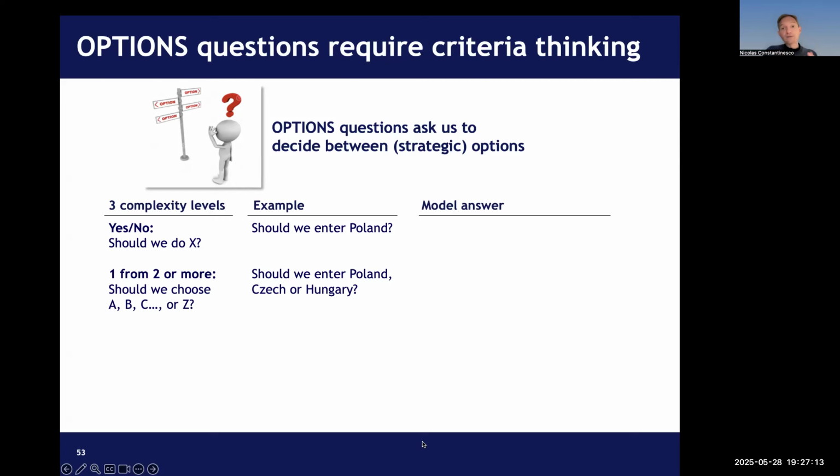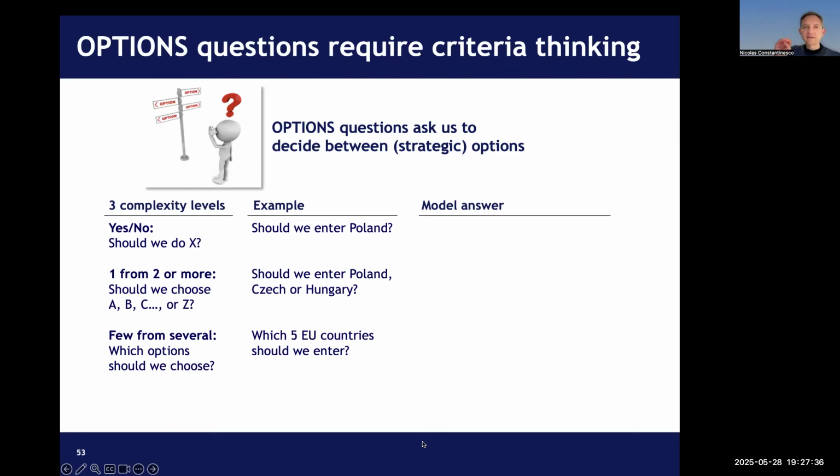And then the third level of question is choosing a few out of an even bigger set. So which 5 EU countries should we enter? Now, you can, I think, appreciate that there are more moving parts in each question, but actually how we think about them is exactly the same. So if I do the same mental exercise I did before, which is I'm going to imagine what an answer looks like, it's going to be something like this.